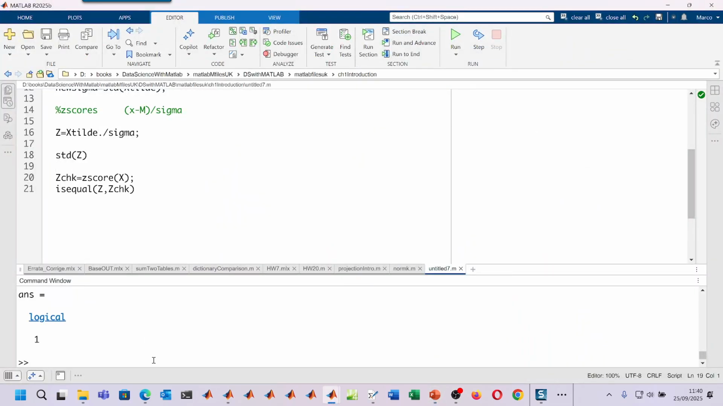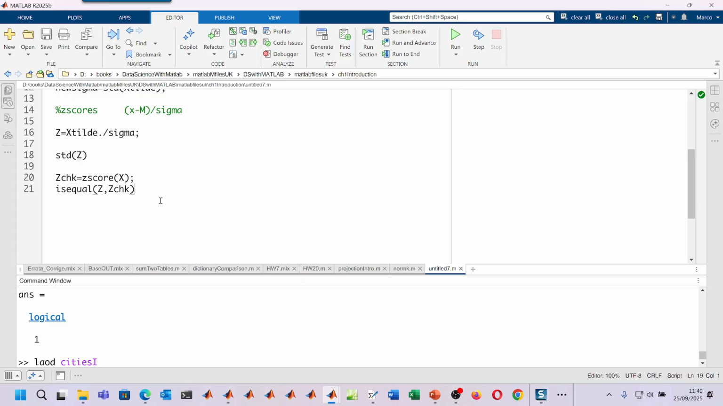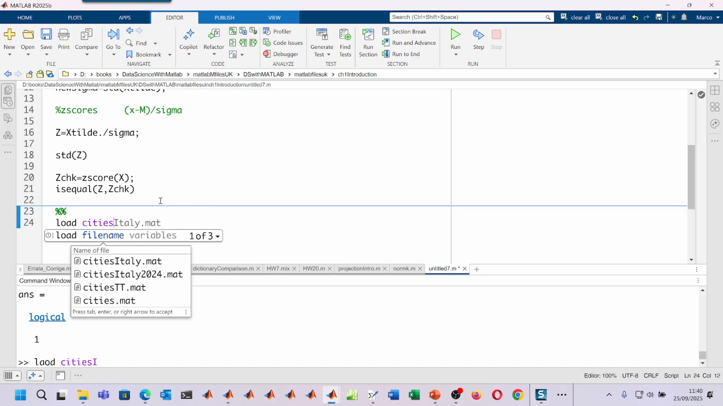So for example, now, let us load the cities Italy. Load cities Italy. What is robust? Why is it robust? Why is the median robust? Because I did not hear the word robust before.